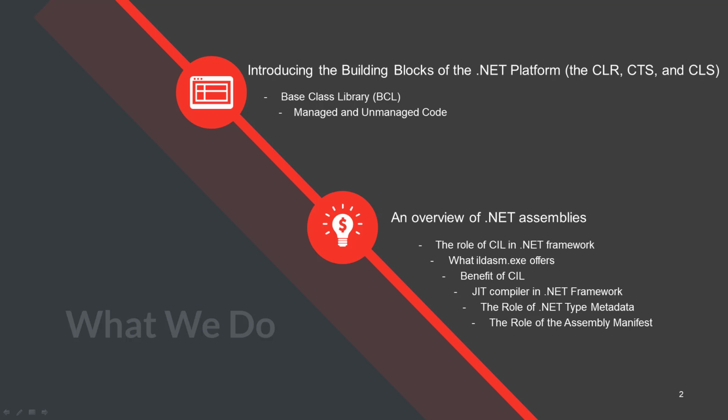Then we are going to find out an overview of .NET assemblies, which will cover the role of CIL in .NET framework, what ILDASM.exe offers, and then the benefit of CIL or Common Intermediate Language. Then I'm going to talk about JIT or Jitter compiler in .NET framework. Then I will cover the role of .NET type metadata, and the last one is the role of assembly manifest.